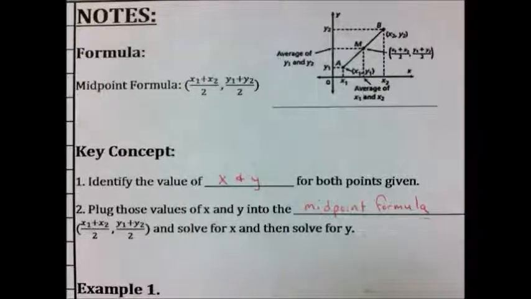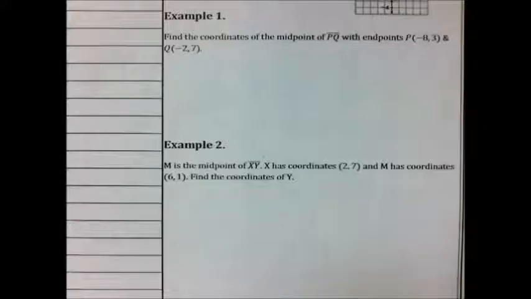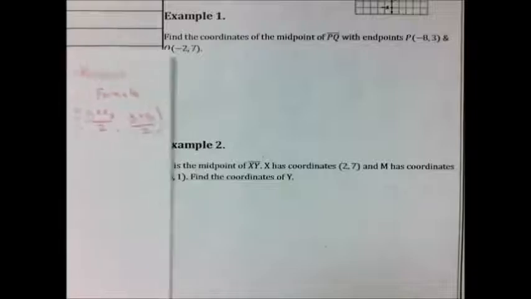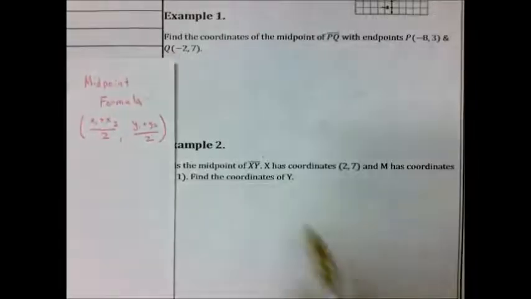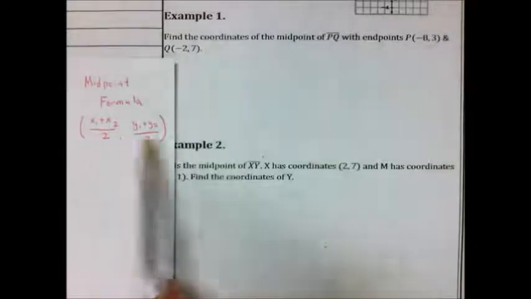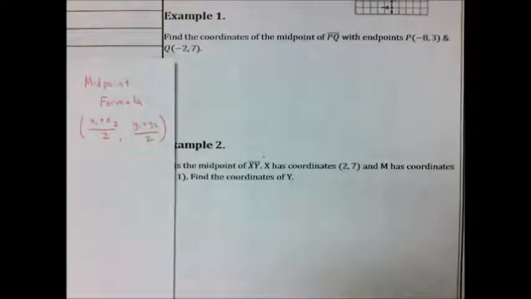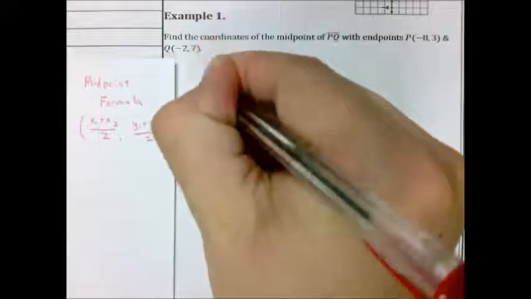Alright, example 1 says to find the coordinates of the midpoint of line PQ with endpoints P at negative 8, 3, and Q at negative 2, 7. So if we take a look here, again, here's the midpoint formula. What we can do is plug in the values of x's and the values of y's and then solve. So I'm going to go ahead and plug that in.